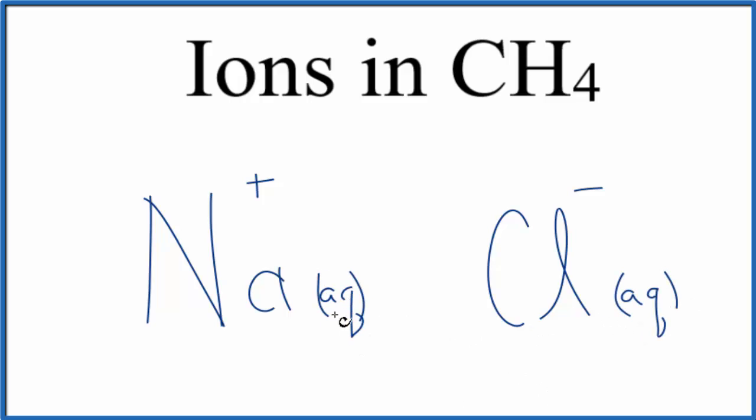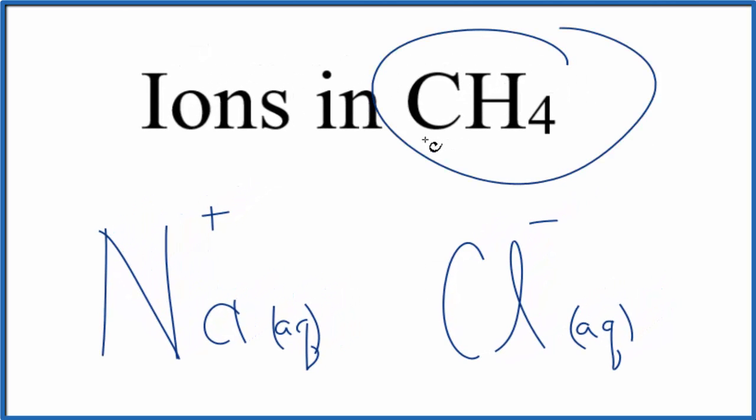But the point is, when we have a metal and a nonmetal, we have an ionic compound. Often they will dissolve and dissociate into ions. We'll have our ions. But with something like CH4, we have 2 nonmetals, we have covalent bonds. We really don't talk about ions with CH4.